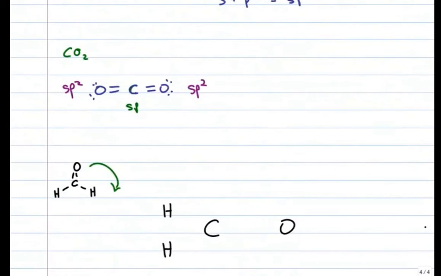And then we get to sp. Well, what is the absolute farthest that 2 groups can be from each other? 180 degrees. So this will be 180 degrees, and the shape is linear. And it's very easy to see that it's just one straight line.